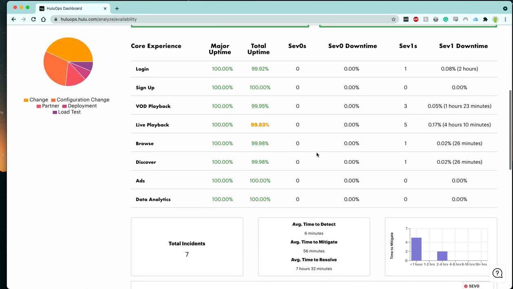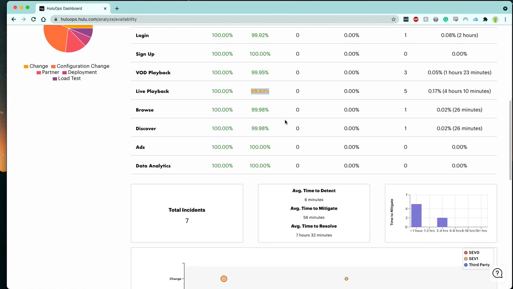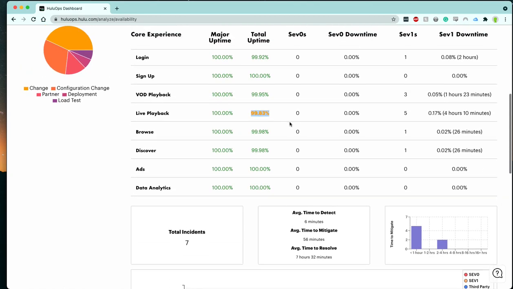If you look at our core experience, this is measured year to date. And so you see all of the same core experiences. And then you see the total uptime. So you can definitely see where the Sev 1 incidents have decreased our live playback metrics by 4 hours and 10 minutes, which is dramatic. I mean, it is a very long time.